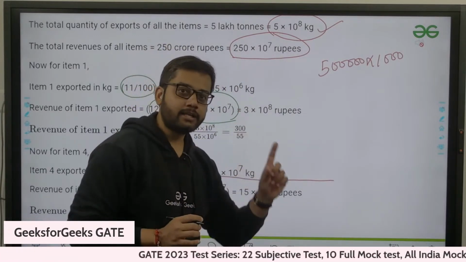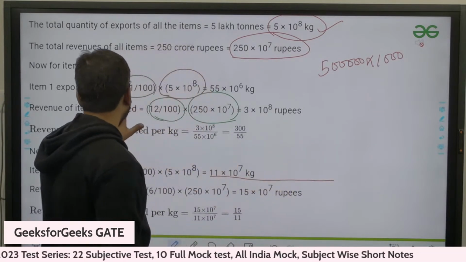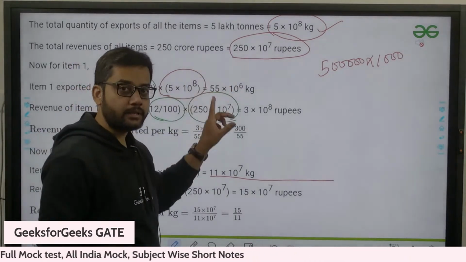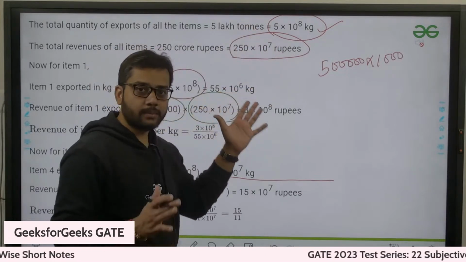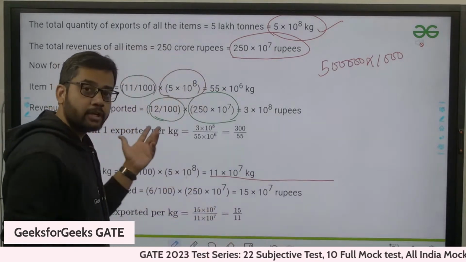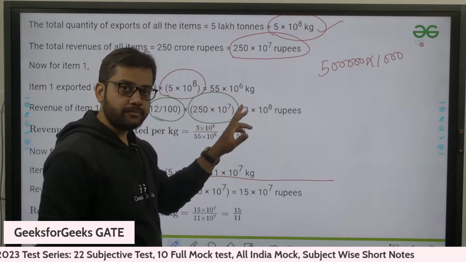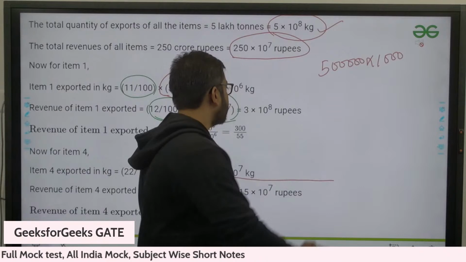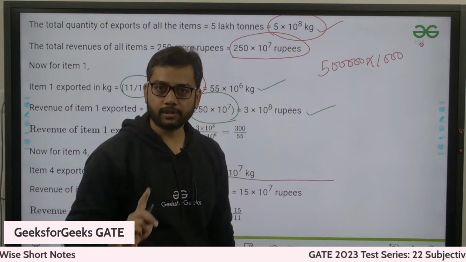Simple. Extract the item 1 export quantity from the pie chart. Item 1 export is 11%, so 11 by 100 into 5 lakh ton, multiply by this. So this is the amount we have exported for item 1. Revenue, how much have we generated? Basically 12% was the revenue for item 1, so 12 by 100 into 250 crores. So this is the amount exported and this is the revenue generated for item 1.